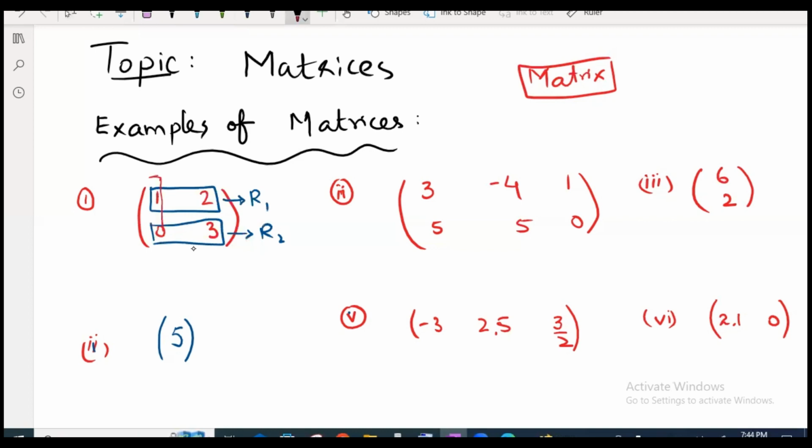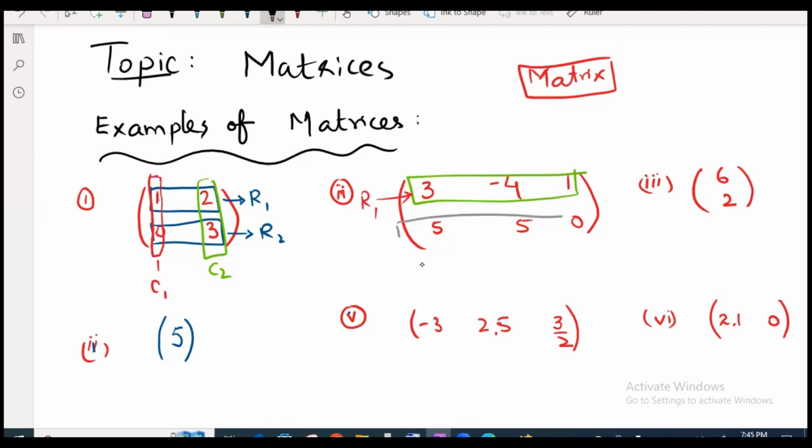This is C1, column 1, and it contains 1, 0. This is column 2, C2. It contains 2 elements. So how many rows in this second matrix? 2 rows. Rows are horizontal lines. So this is row 1 and this is row 2. This is the introduction of matrix.